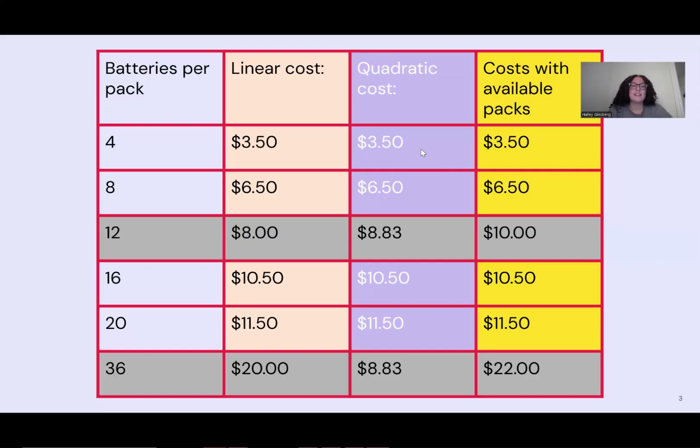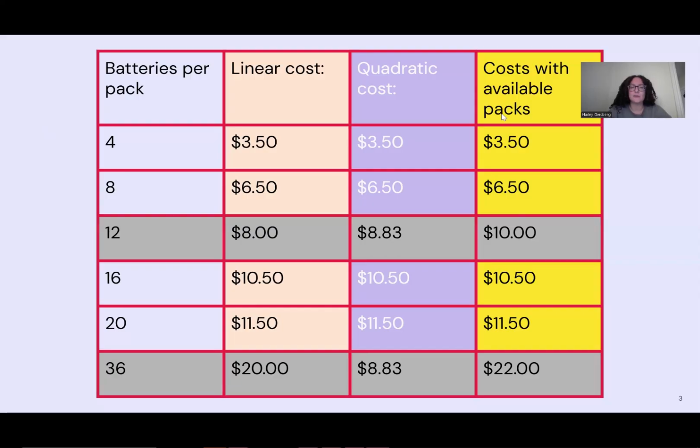At 12 batteries, the linear predicts that it'll cost $8. The quadratic predicts it'll cost $8.83, while the actual competitor combination costs $10, as seen by combining an 8-pack and the 4-pack and combining these two costs.